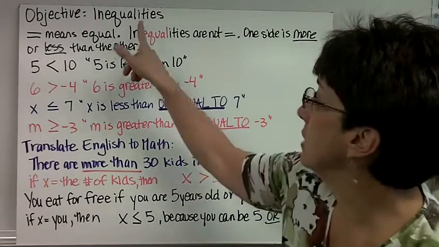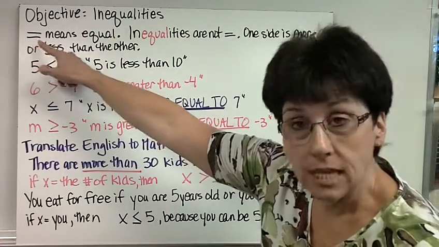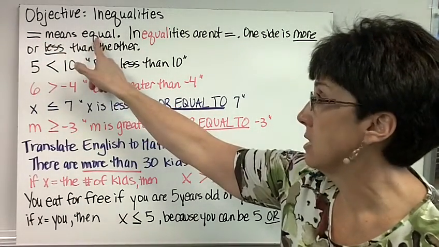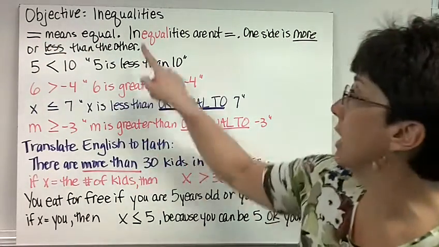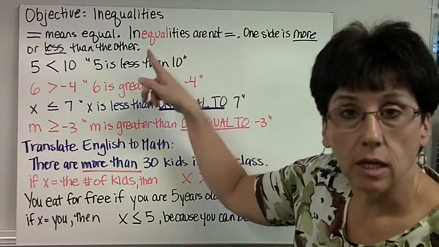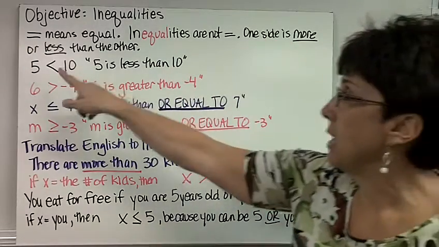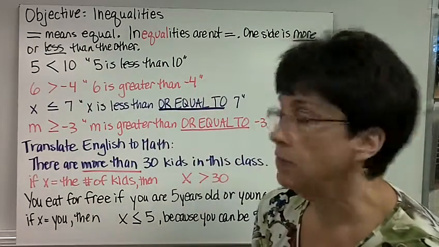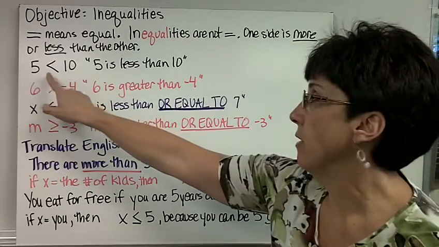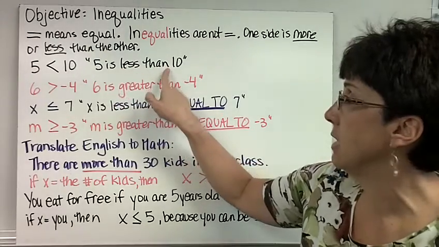Today's objective is inequalities. The equal sign means the two sides are equal, okay? Inequalities are not equal. A lot of times it means "not," right? One side is more than or less than the other side. For example, 5 is less than 10. That's how we read it. 5 is less than 10.